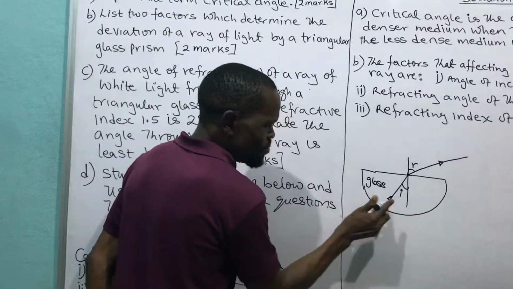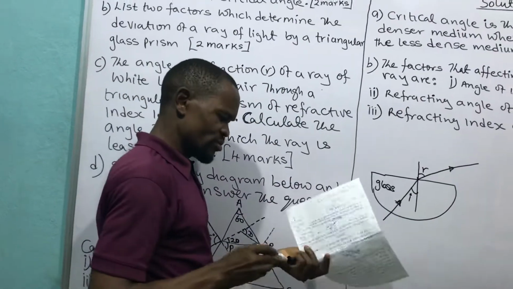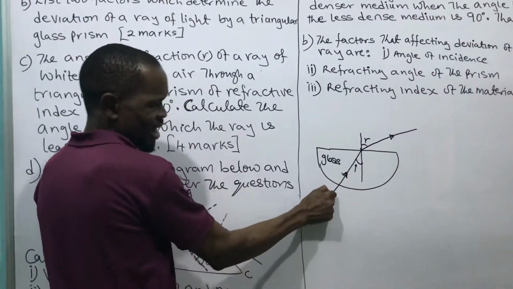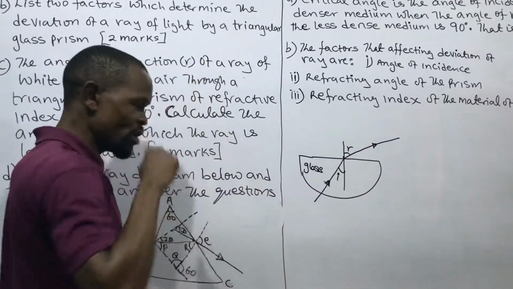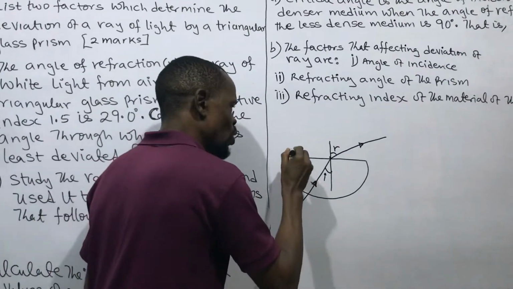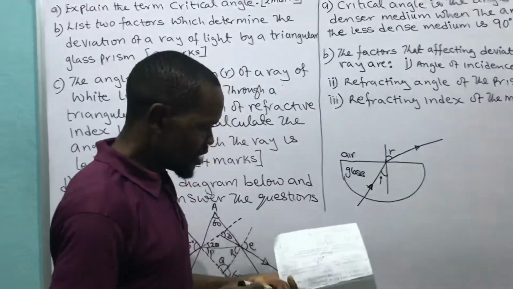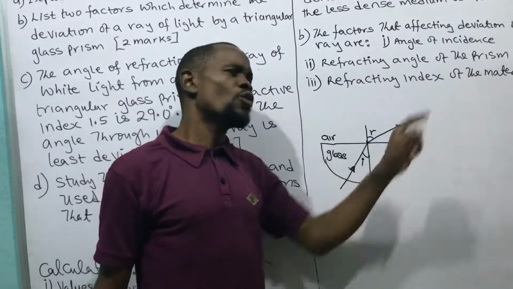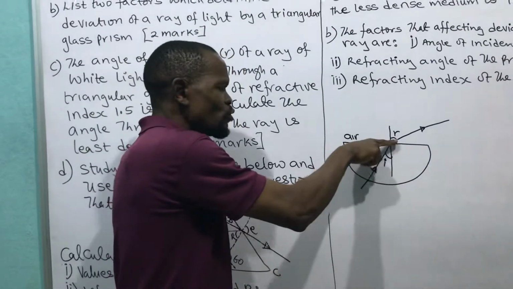If I increase this angle, what will happen? Can somebody tell me? This ray will deviate more away from the normal. You know it goes out to the less dense medium, which we call air. This is air, this is glass. That means this ray is coming from glass going into air. As I increase this angle, what will happen?